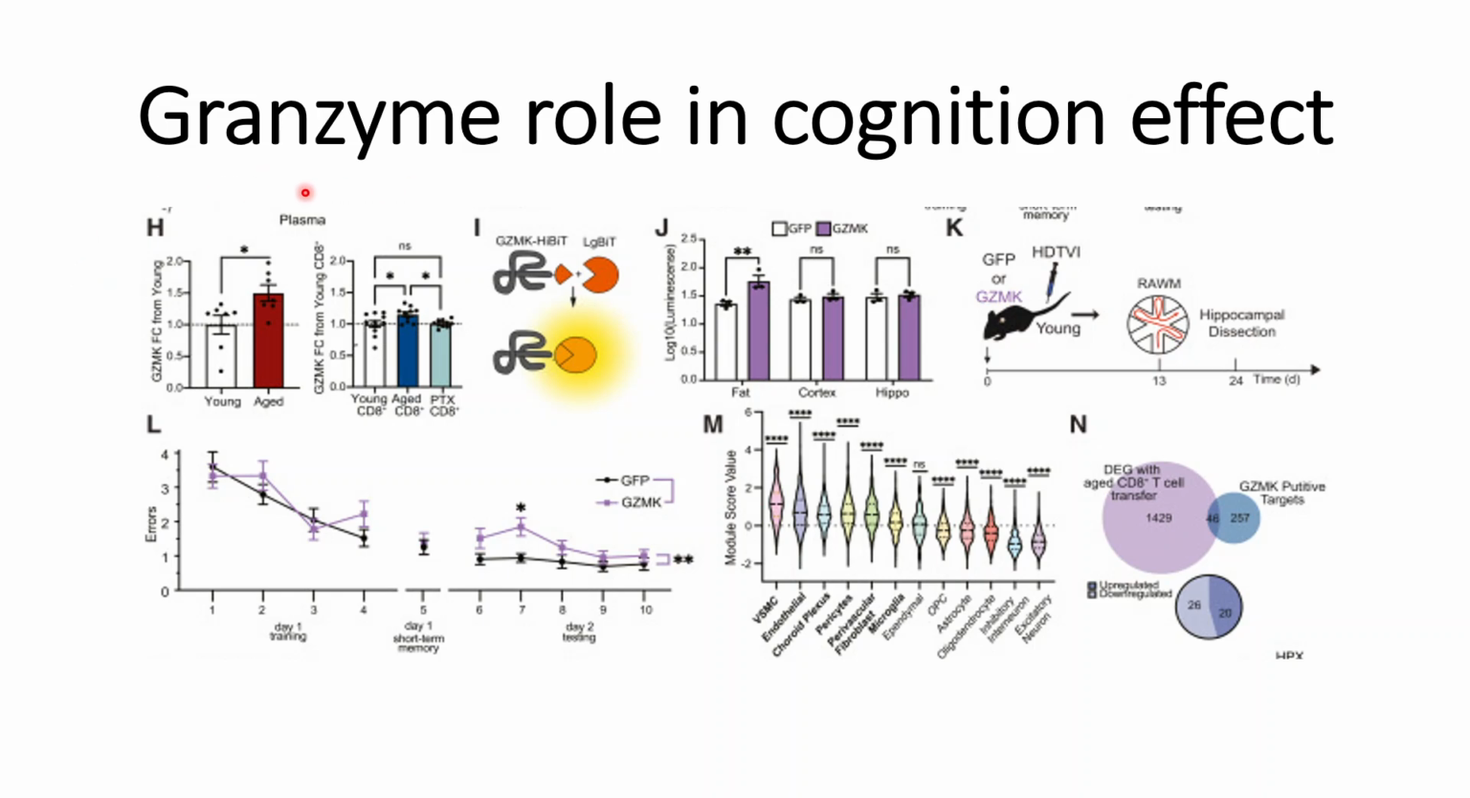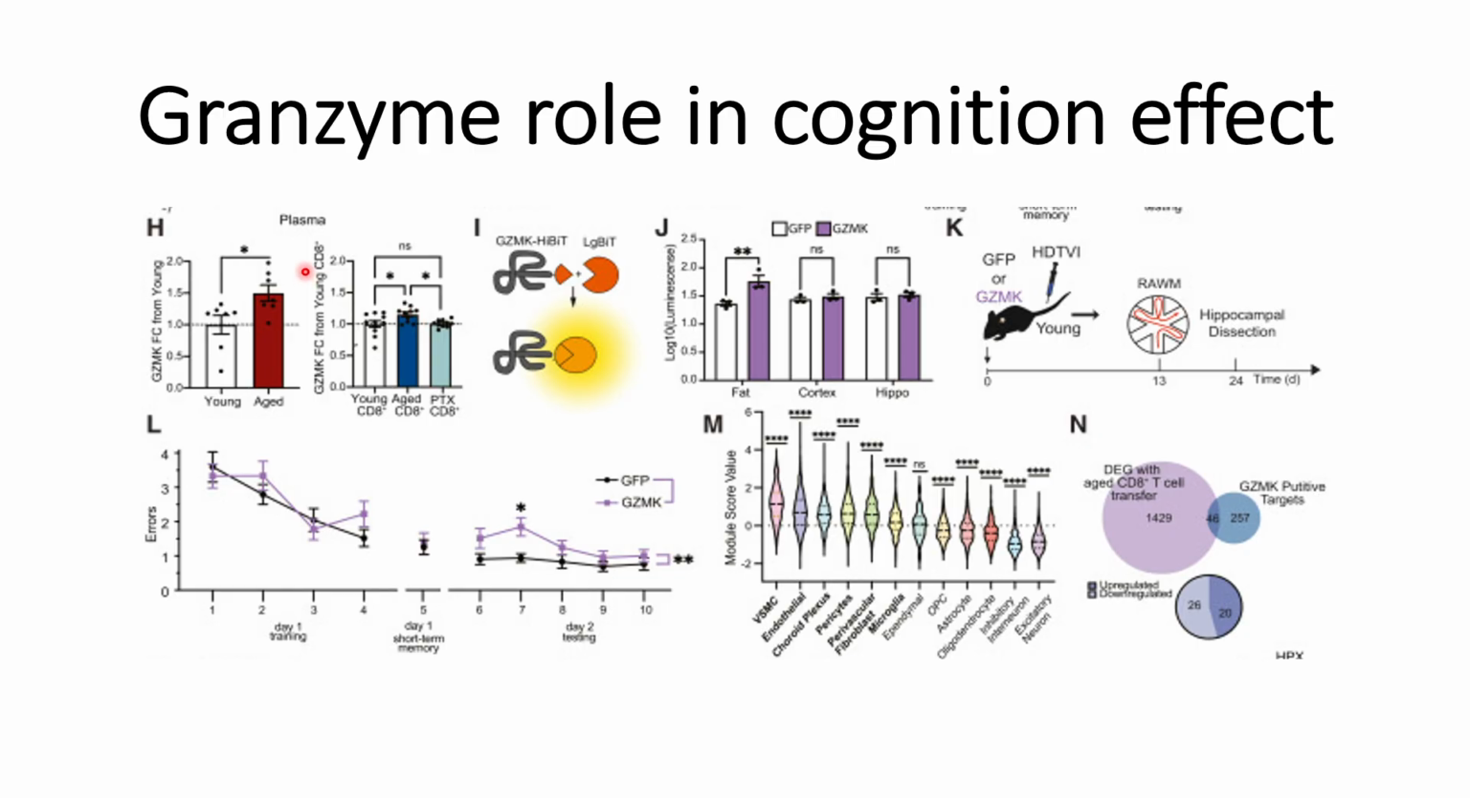In this video, we will discuss the role of Granzyme in the cognition effect. So in the previous video, we understood that Granzymes are found to be high in amount where CD8 plus T cell adoptive transfer is done.